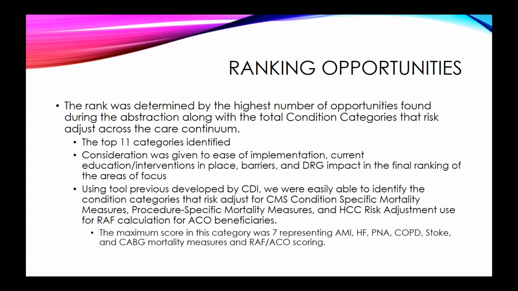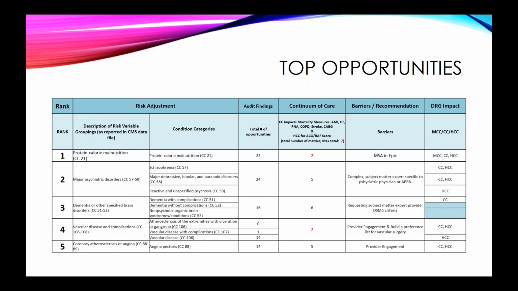Using a tool that was previously developed by CDI, we were easily able to identify the condition categories that risk adjust for CMS condition-specific mortality measures, procedure-specific mortality measures, and also HCC risk adjust for RAF calculations for ACO beneficiaries. So the maximum score that you could get with that was a 7, and then we ranked that with, and I'll show you an example of how we did this. So what we did is we had the audit finding number of opportunities, and we had that continuum of care score, where you have a total of 7.